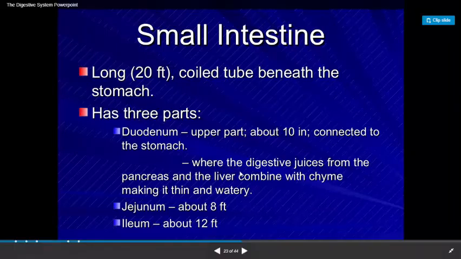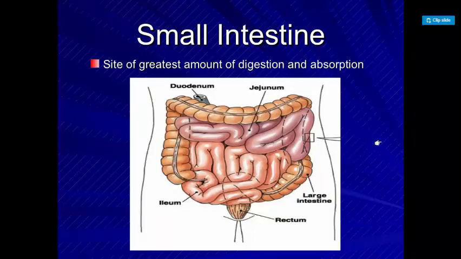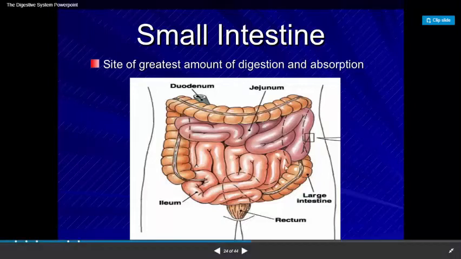So in the duodenum, the digestive juices coming from the pancreas and the liver are going to combine with the chyme, making it thin and watery. All of this is to prepare the food to be absorbed, to enter into your cells. Here is the small intestine. All of these tubes are coiled in order to take less space. The duodenum is the beginning, the jejunum comes next, and then finally the ileum, which is connected to your large intestine.